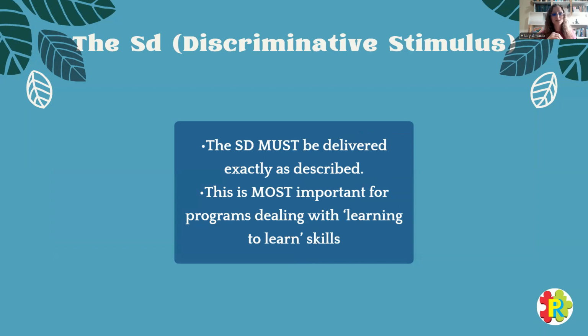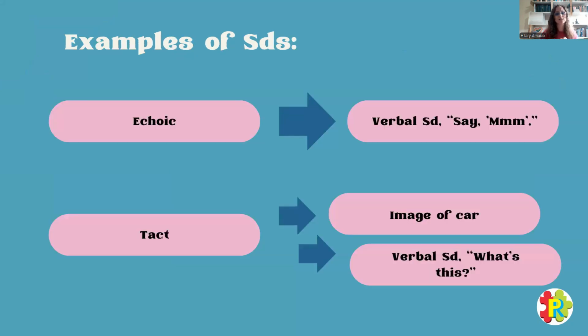The SD must be delivered exactly as described. This is the most important for programs dealing with learning how to learn skills. Here's some examples of SDs. With echoic, we have the verbal SD, say mm. For the tact, we have 2 different SDs. We have that image of the car as well as the verbal SD, what's this?